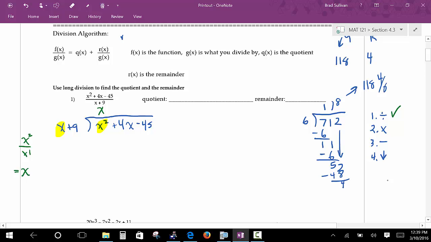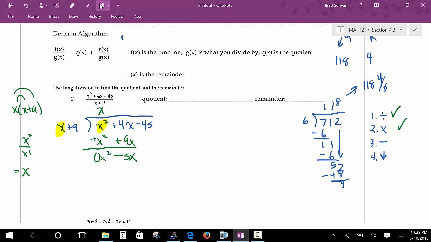Now you do your multiplication step, and the multiplication step, what you're really doing is x times x plus 9. So you're multiplying like a distributive property, so that's going to give positive x squared, and then plus 9x like that. Okay, then you're going to do the subtraction like that. So you divide, then you multiply. Okay, now you can subtract in your head if you want to. You can just say x squared minus x squared is really 0x squared. 4 minus 9 is really minus 5x.